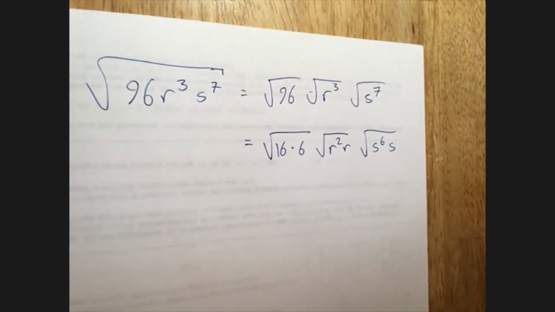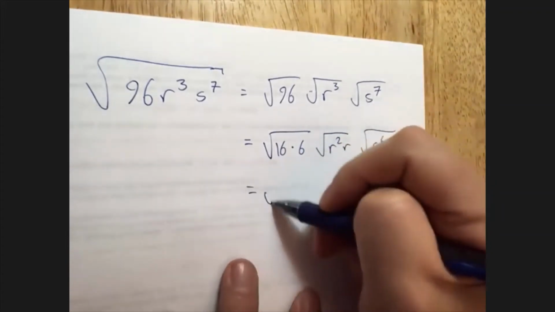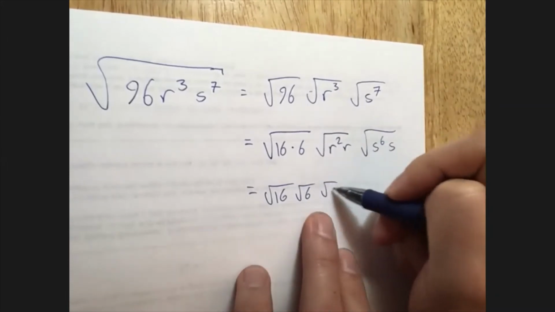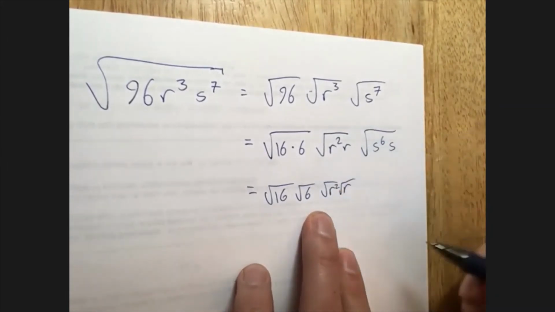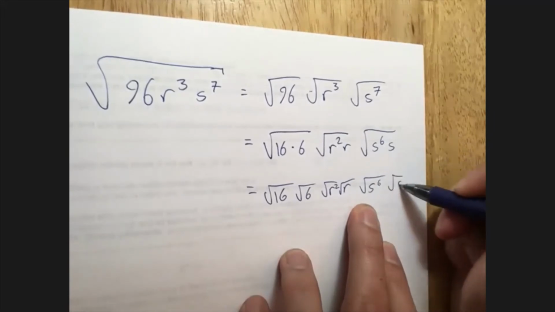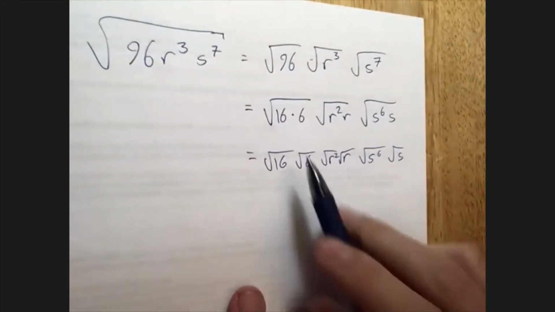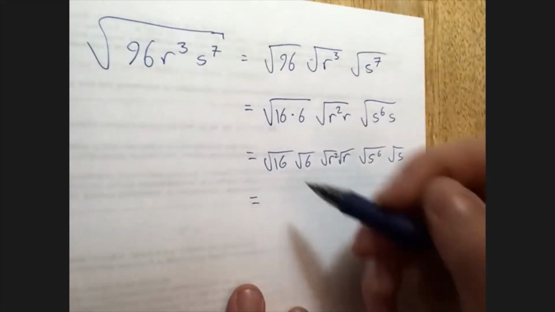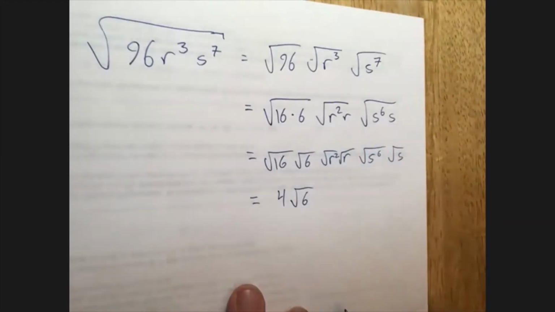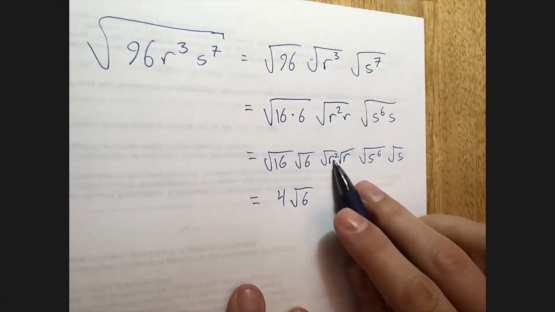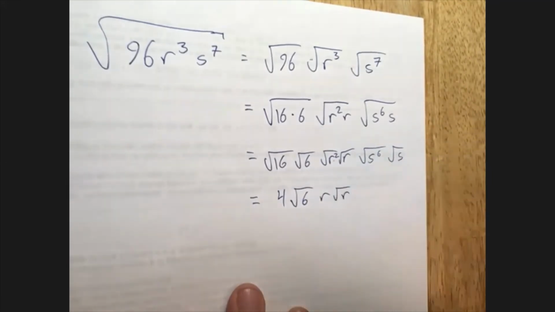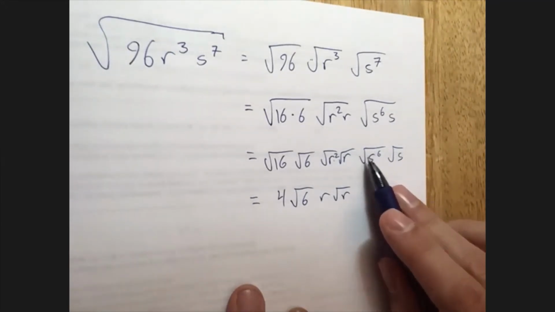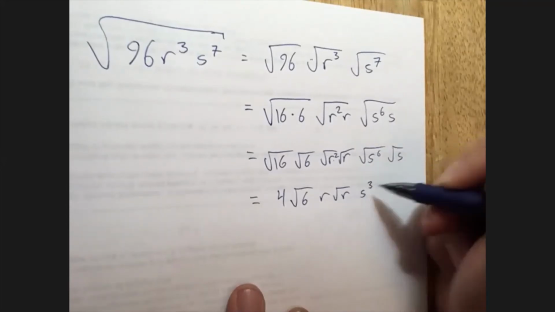All right. So this is the square root of 16 times the square root of 6. The square root of r squared times r, square root of r. The square root of s to the 6 times the square root of s. Just using that property that I wrote down at the beginning. So square root of 16 is 4. Square root of r squared is r. And the square root of s to the 6th is, well, I divide, right? 6 divided by 2 is 3. It's s cubed.